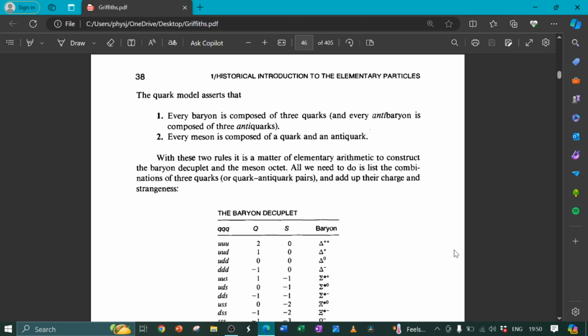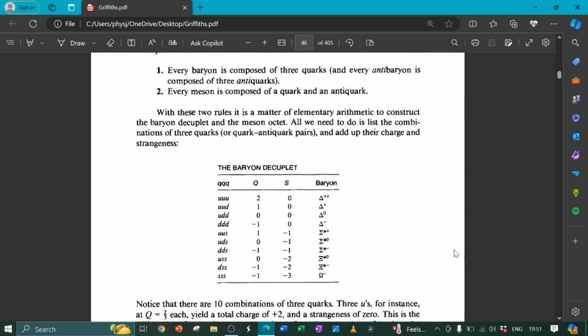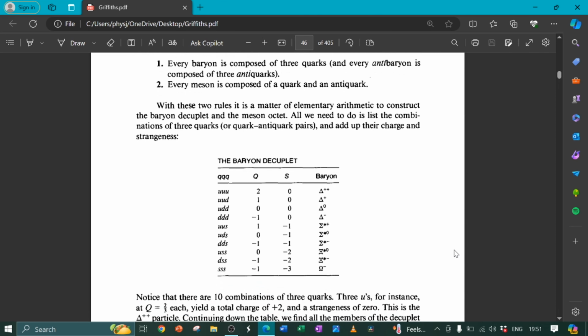All we need to do is list the combinations of 3 quarks or quark-antiquark pairs and add up their charge and strangeness. The baryon decuplet: 3 up quarks, charge 2, strangeness 0, delta ++. 2 up quarks, 1 down quark, charge 1, strangeness 0, delta +. 1 up quark, 2 down quarks, charge 0, strangeness 0, delta 0. 3 down quarks, charge -1, strangeness 0, delta -.